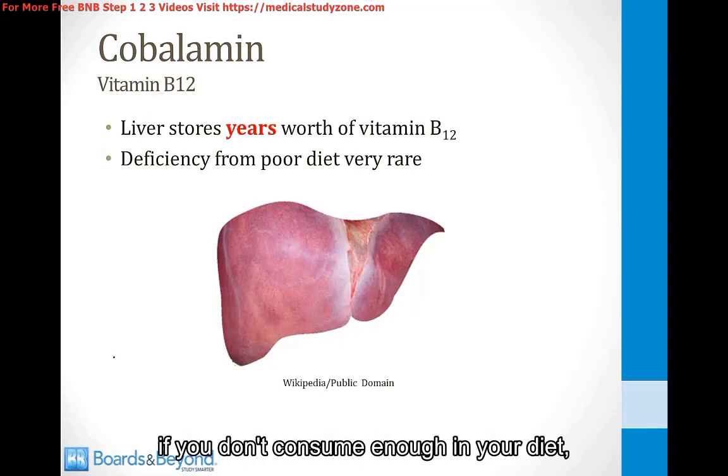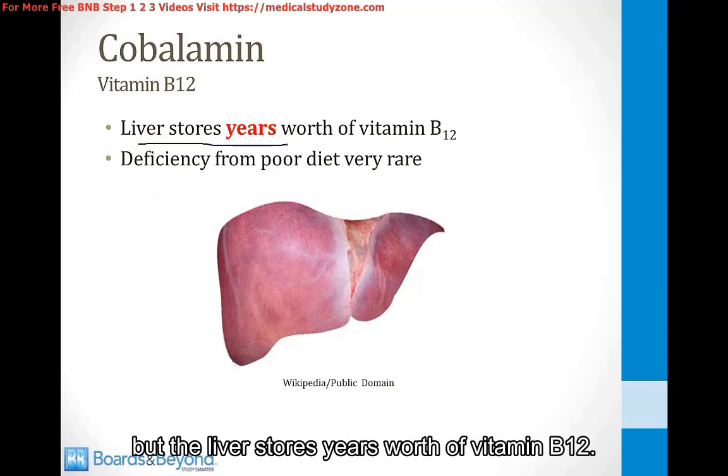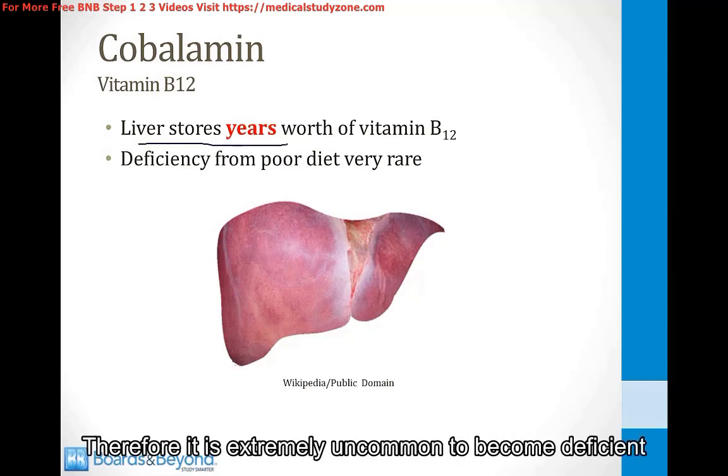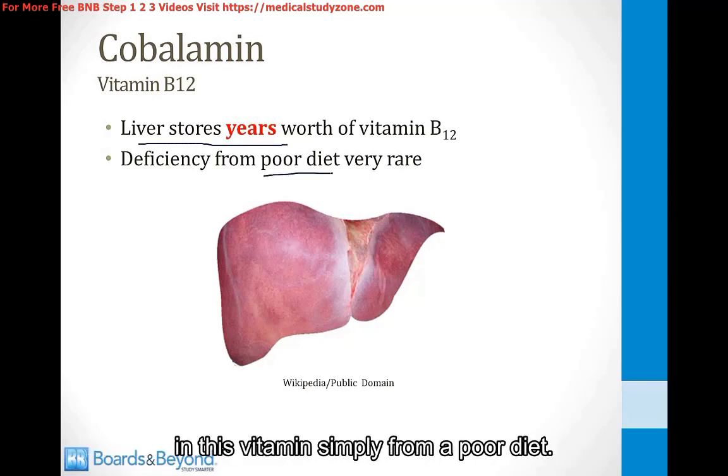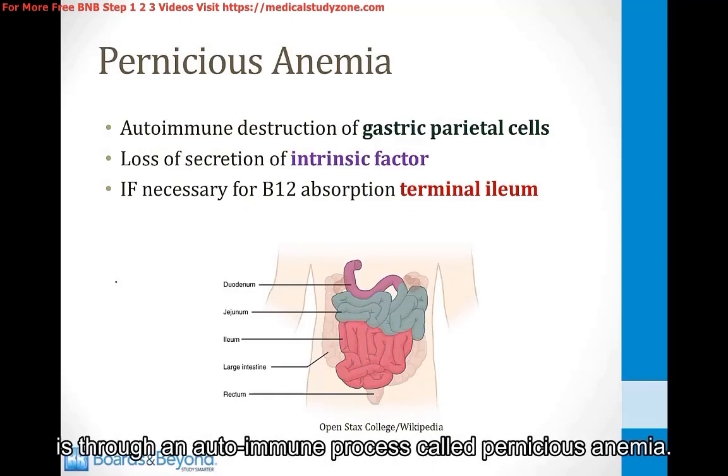Most water-soluble vitamins are not stored very effectively in the body, so you can quickly become deficient if you don't consume enough in your diet. Vitamin B12 is an exception. It is a water-soluble vitamin, but the liver stores years worth of vitamin B12. Therefore, it is extremely uncommon to become deficient in this vitamin simply from a poor diet. The way you can become deficient in vitamin B12 is through an autoimmune process called pernicious anemia.